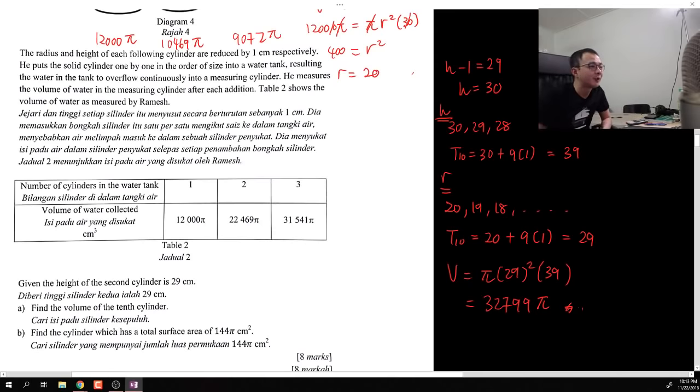Yeah. So this is how we do this kind of questions. I hope you can understand. So how to differentiate, use AP or GP? Yeah, AP relationship between a number is plus and minus, GP is multiply or divide.